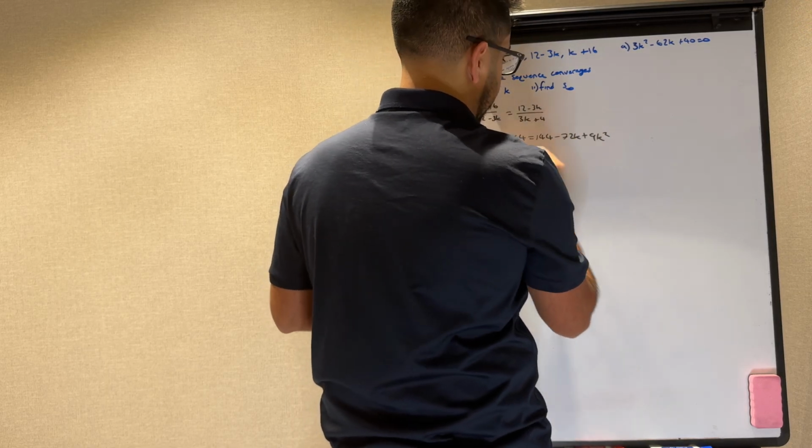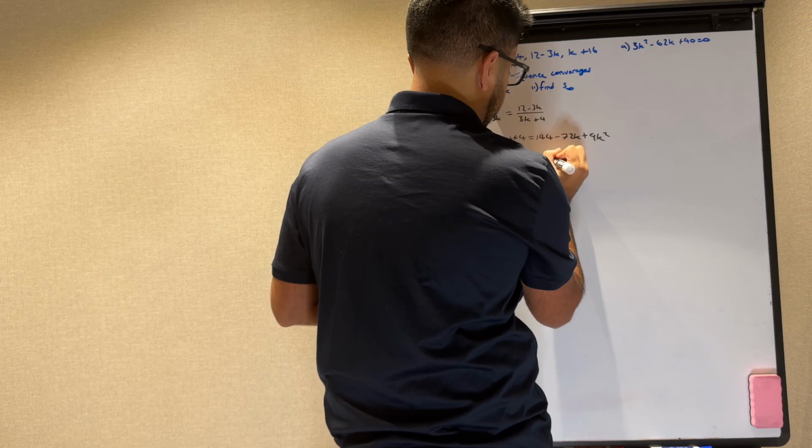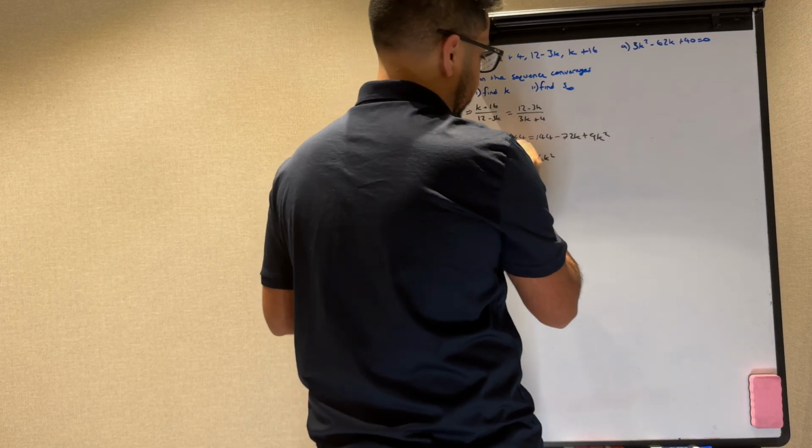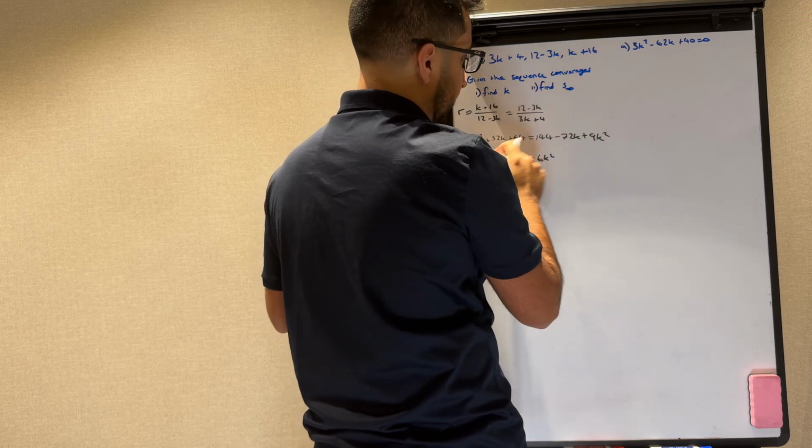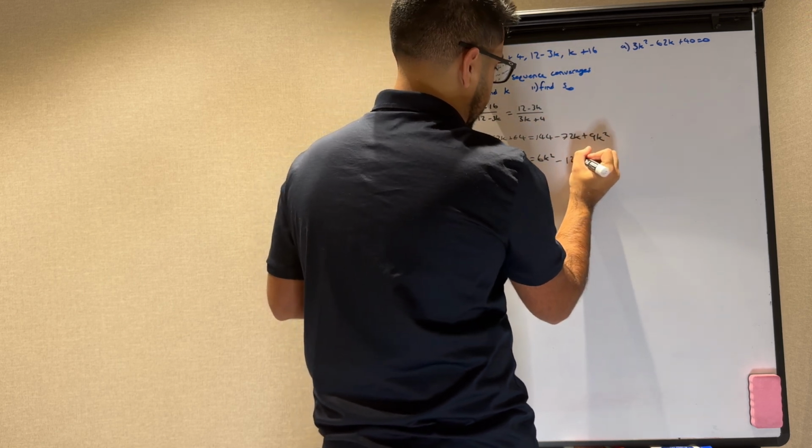Okay. This is going to be 6k squared. Basically, we're just going to make this equal to 0, hopefully, and clearly divide by 2. So that's going to be minus 124k.